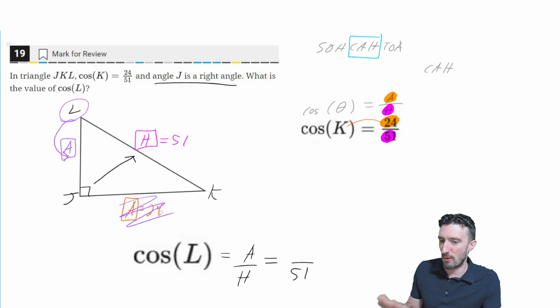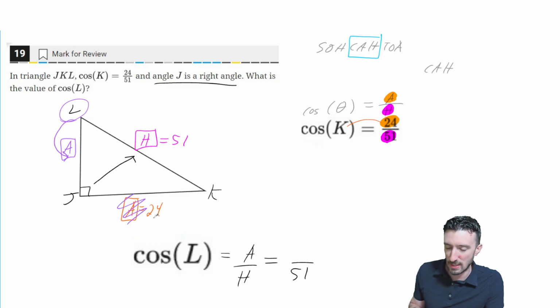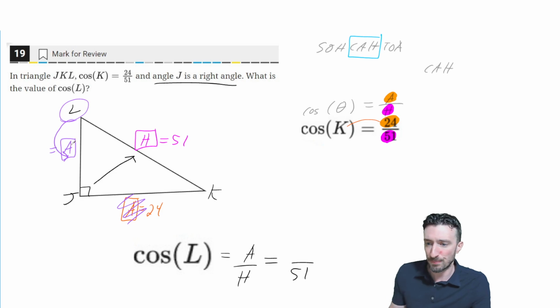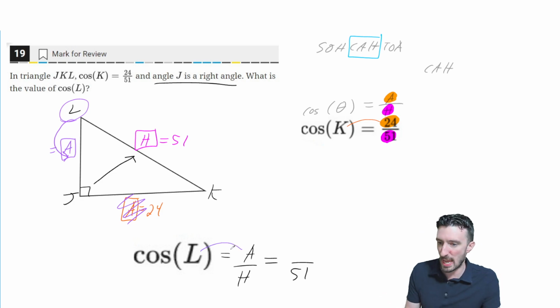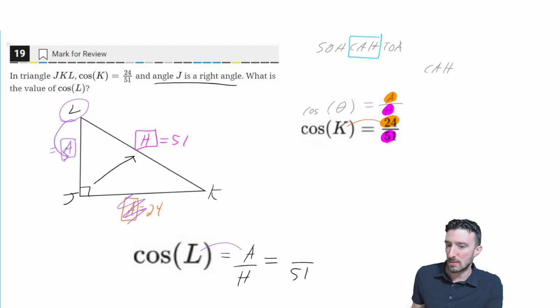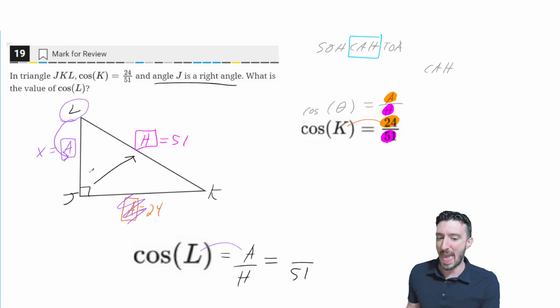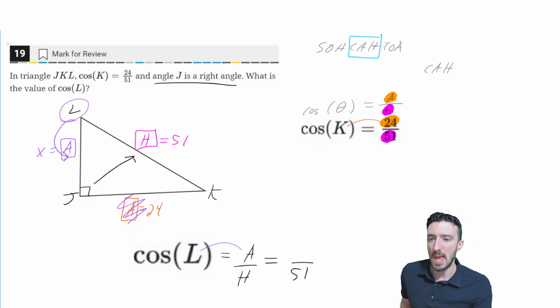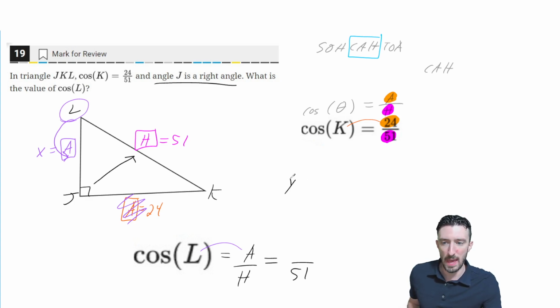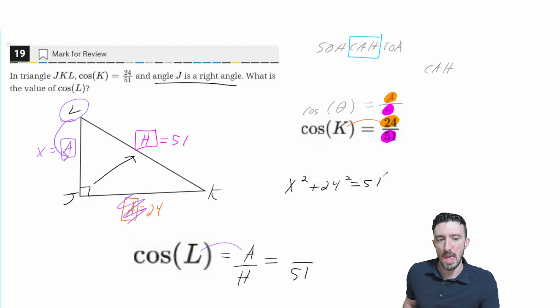So let's get rid of that one being the adjacent. That side's still 24, but it's not the adjacent anymore. Now, when we say adjacent, we mean adjacent to L. So I'd need to figure out what this one is. Okay, well, let me just call that one X for now. And then I could do a little Pythagorean theorem. And that'll help me figure out what X is.